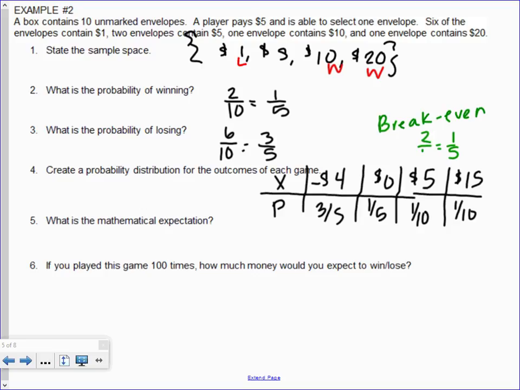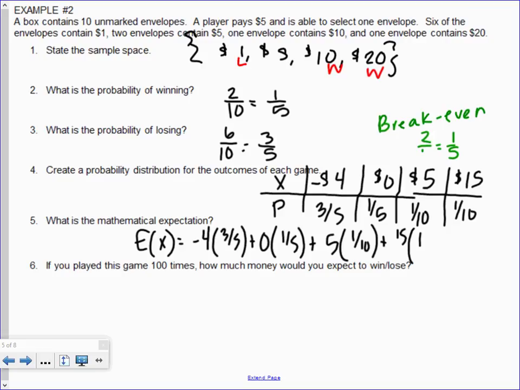Calculate your expected value, and remember, once you have your probability distribution, you're just taking a value times a probability, adding it up down the line. -4 times 3/5, plus 0 times 1/5, plus 5 times 1/10, plus 15 times 1/10. What did you guys get for expected value? -0.4, so 40 cents. Okay. And if you play this 100 times, how much would you expect to lose? $40. I could see how that could happen pretty fast in this game, right?